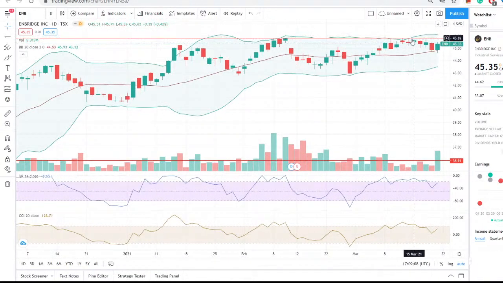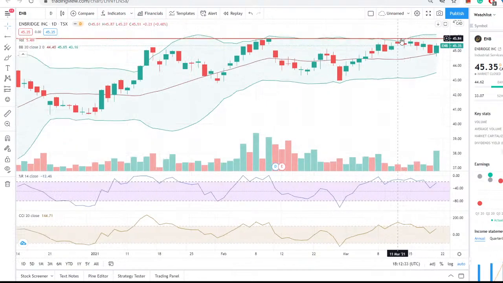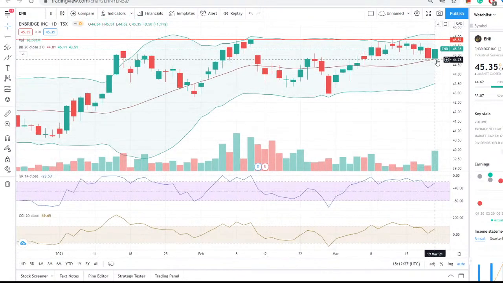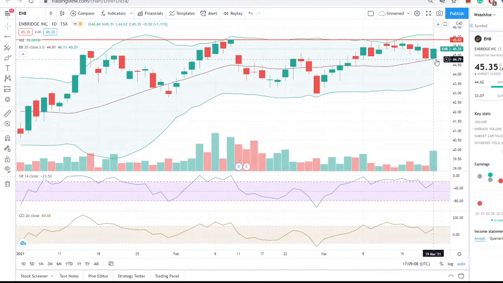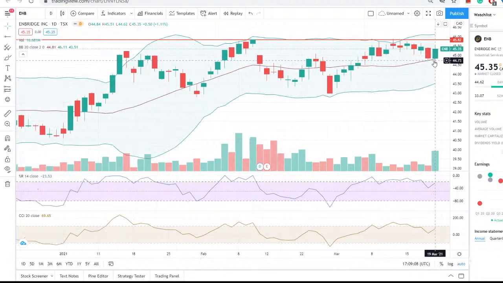As we had discussed last week, it was at its resistance and then it has started going down. In the last session it has turned up because of the Williams R and CCI, which moved up because of this green candle on the last session, indicating that this price of 44.84 is becoming a support.